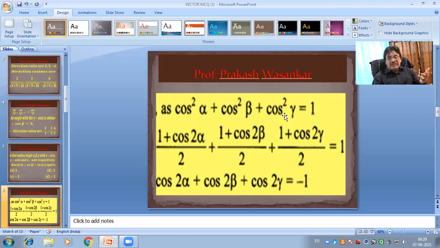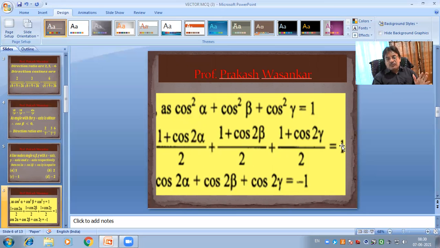Again, we use here the double angle formula for cos 2 gamma. So we get (1 plus cos 2 gamma) upon 2, which is equal to 1. Here the denominator is equal, then we add the numerators. First we add cos 2 alpha plus cos 2 beta plus cos 2 gamma, which is equal to, then we add the constant terms: 1 plus 1 is 2, 2 plus 1 is 3, and this is 2 into 1.